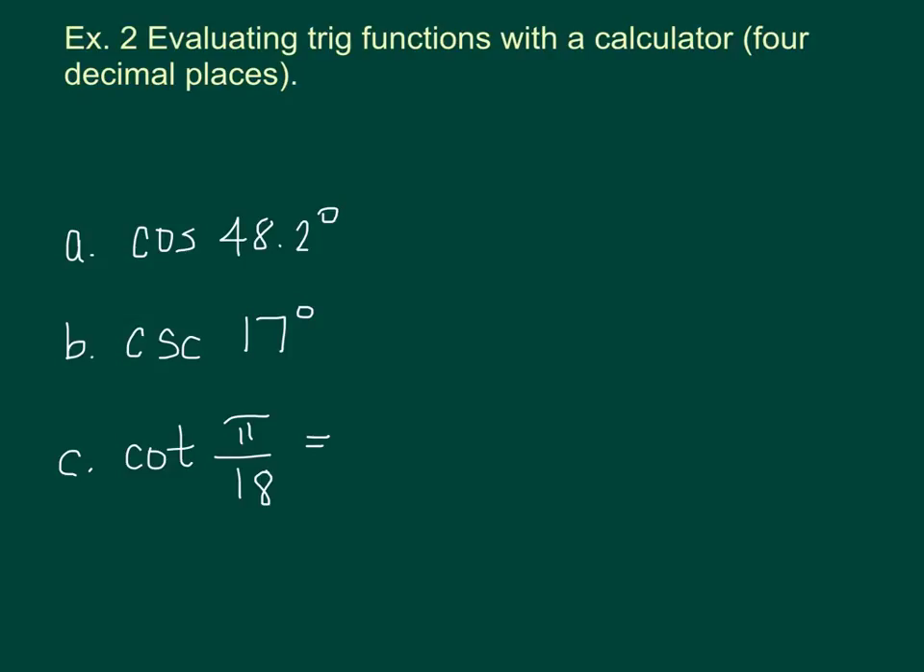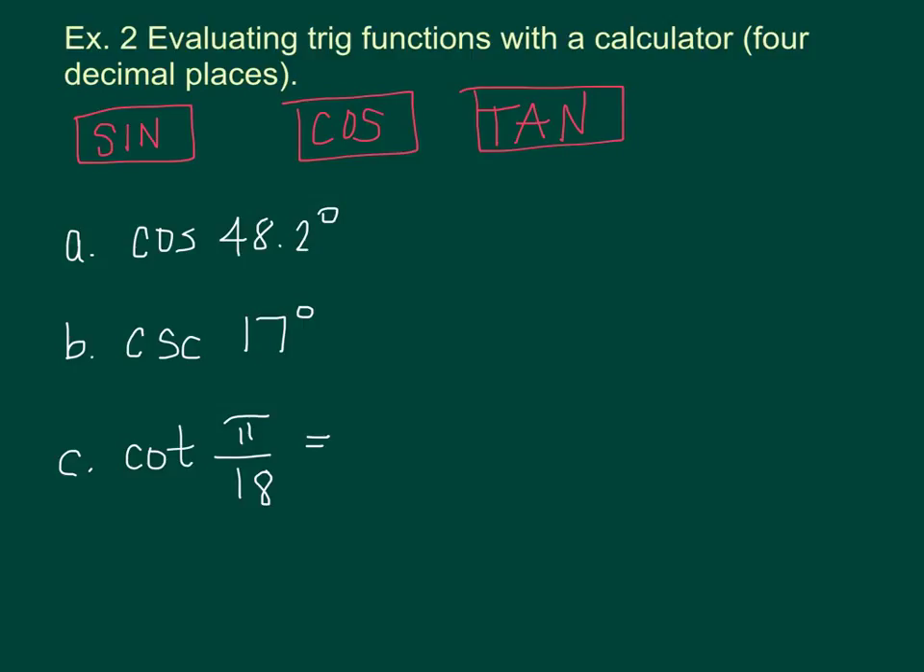Now we're looking at evaluating trig functions with a calculator for decimal places. So if you look on your calculator, you'll see the keys for sine, cosine, and tangent. And you notice you don't see the reciprocal keys, but there is a reciprocal button, and it looks like this. That's the button we use if we have to do secant, cosecant, or cotangent.